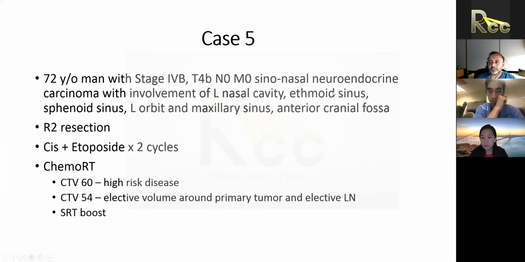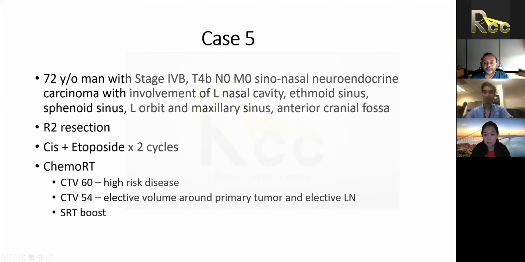But given that this was a neuroendocrine tumor, we felt that this patient was probably best served by non-surgical therapy, similar to the small cell of the larynx patient that I showed you. So this patient essentially got this R2 resection, and was then started on chemotherapy. The patient started 2 cycles of cis etoposide, and then radiation came in about 5 weeks post-operatively.